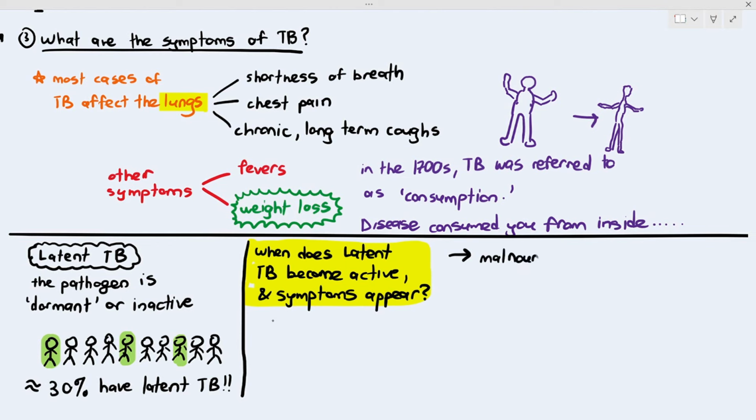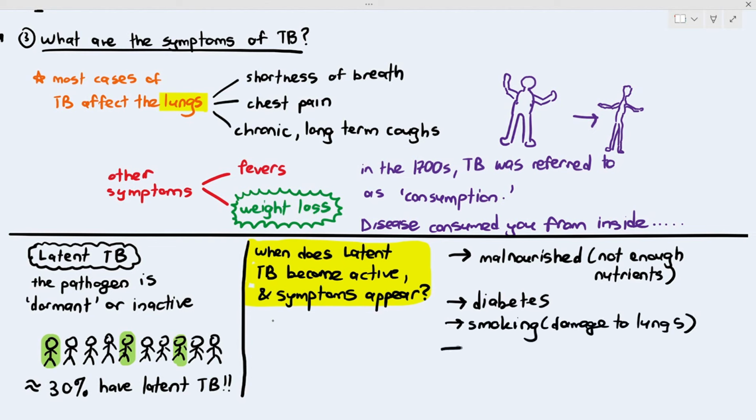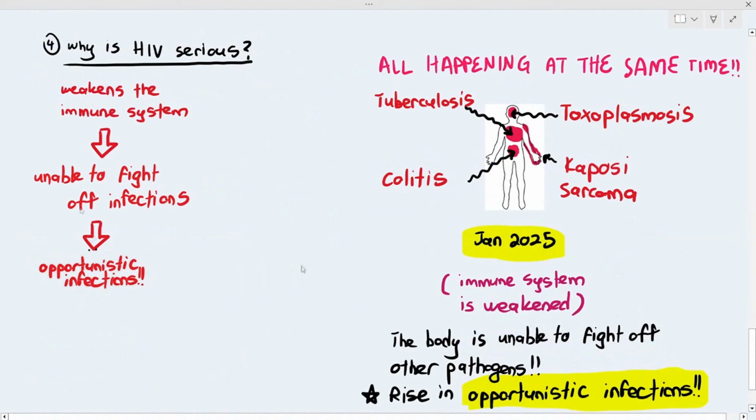That usually starts to happen when the person is quite malnourished, when they don't have enough nutrients. They might have diabetes, or smoking, which causes damage to the lungs. And the most important thing is latent TB can become active if a person has a weakened immune system, which happens due to HIV. In fact, if you remember in the previous video on HIV, I did say that when your immune system becomes extremely weak, it will cause a rise in opportunistic infections. And one of those opportunistic infections was tuberculosis. So you see the link here?